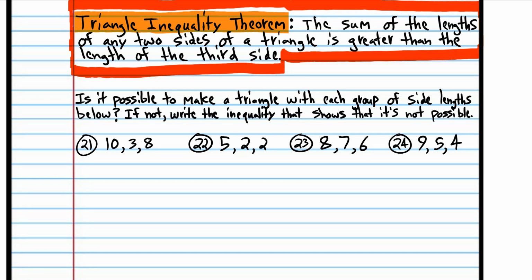These problems are asking, is it possible to make a triangle with each group of side lengths below? In other words, if you have a triangle and these are the side lengths, is it possible to make a triangle with those side lengths? And then it says, if not, write the inequality that shows that it's not possible.